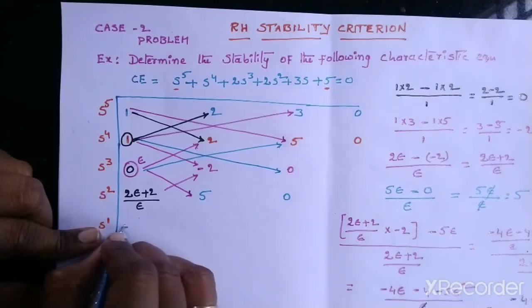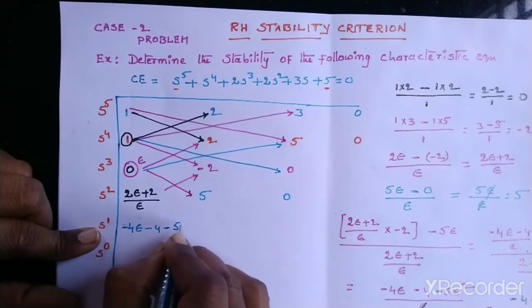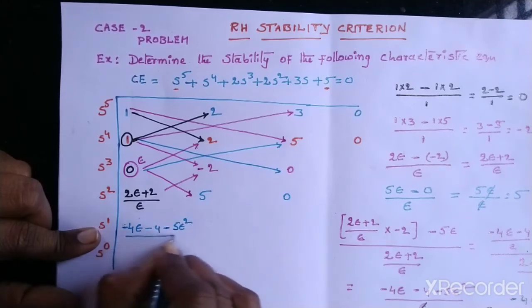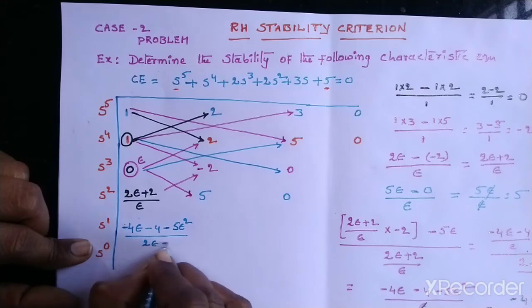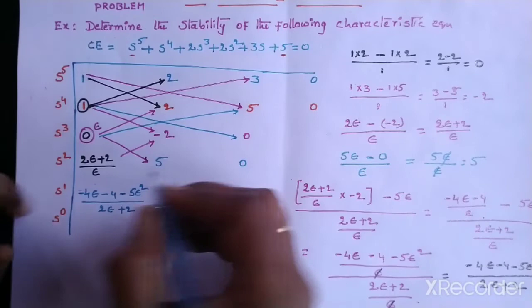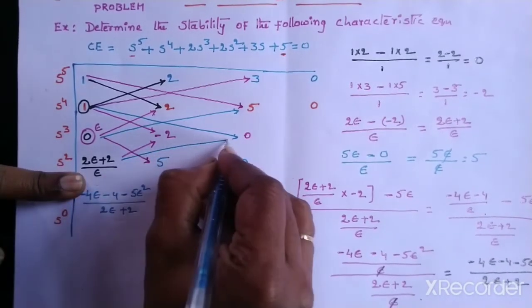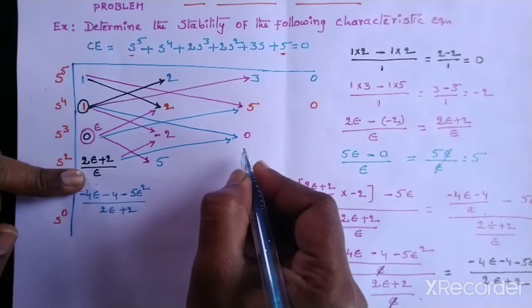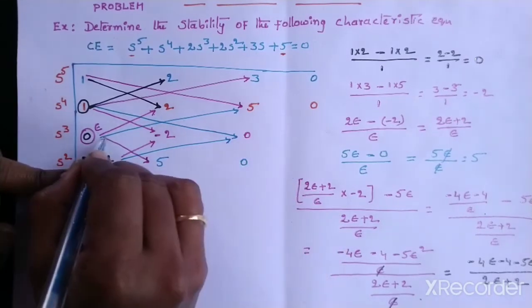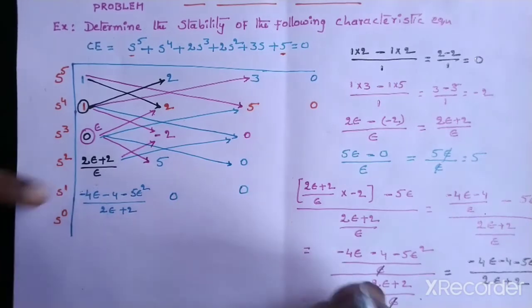Minus 4 epsilon minus 4 minus 5 epsilon square divided by 2 epsilon plus 2. Okay, after that we need to calculate this into this, okay, this into this 0, and again this into this becomes 0, therefore we get here 0 and 0.